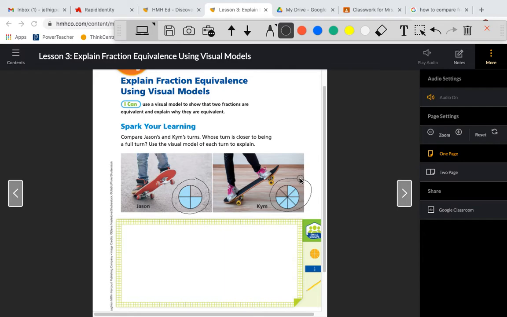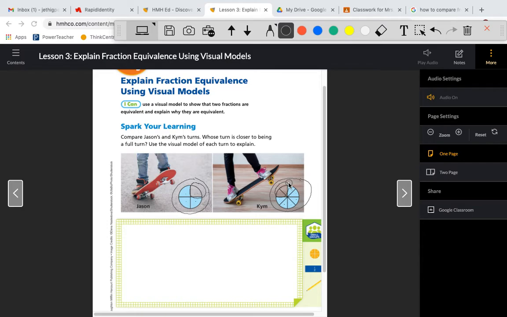So it says whose turn is closer to being a full turn. Well, if it would be a full turn, then the entire shape would be shaded. Well, we can see that in Jason's visual model, we have 1, 2, 3 parts that are shaded. In Kim's, we have 1, 2, 3, 4, 5, 6 parts that are shaded. But I want you to pay close attention to the part that's not shaded. Look at both of the models. Look at the part that's not shaded. Do you notice anything about the part not shaded?